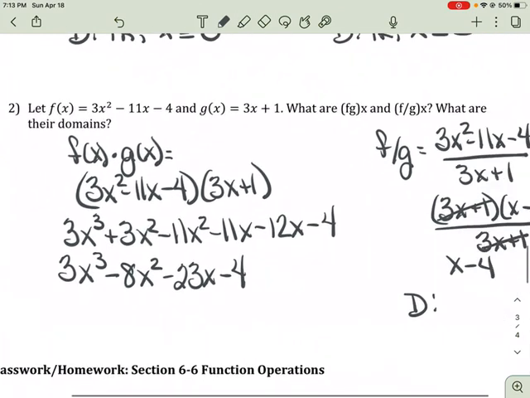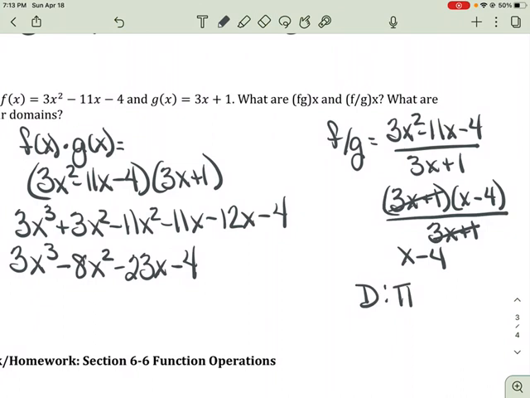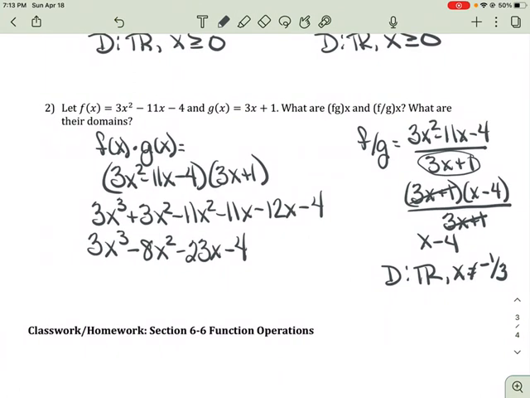Our domain, let's check our domains here. It's going to be reals, but x cannot equal negative 1/3, because that makes the denominator zero. You can't do it after, you have to do it before, because it's still not part of the domain. Domain here is going to just be all real numbers.